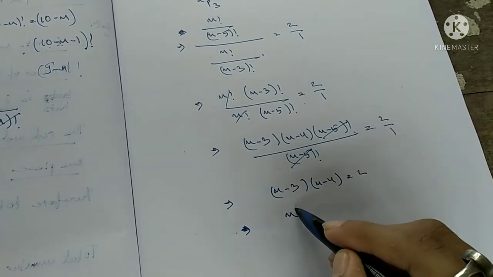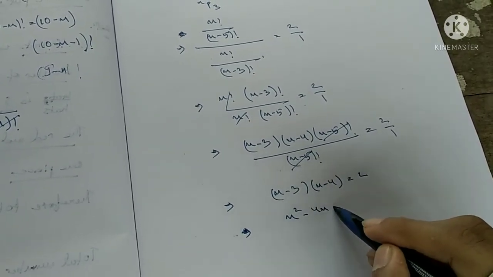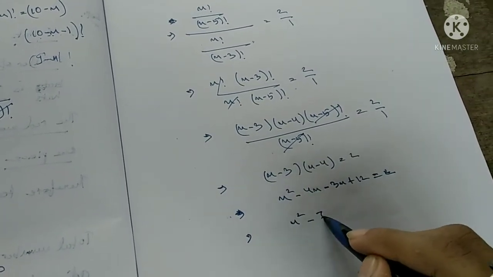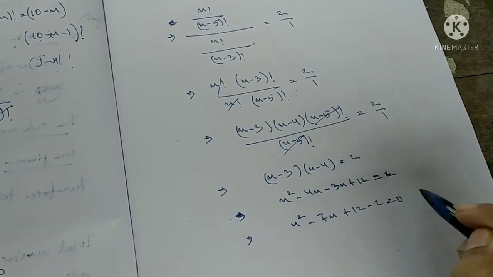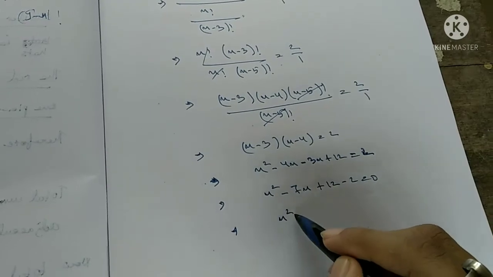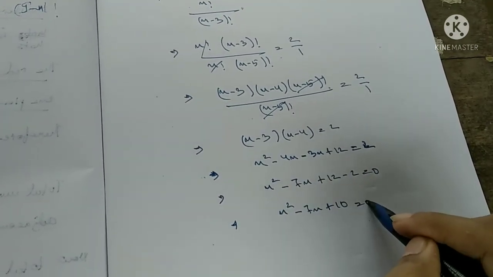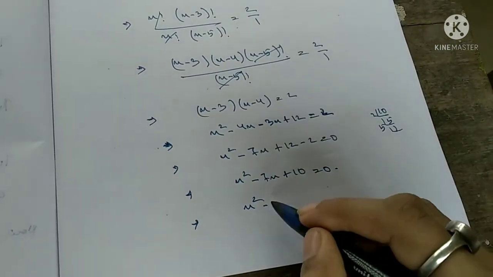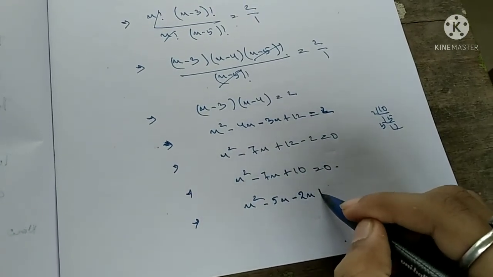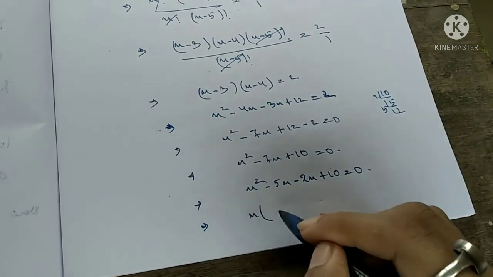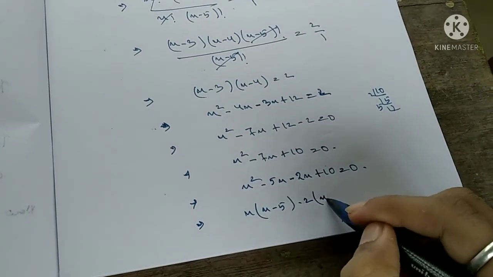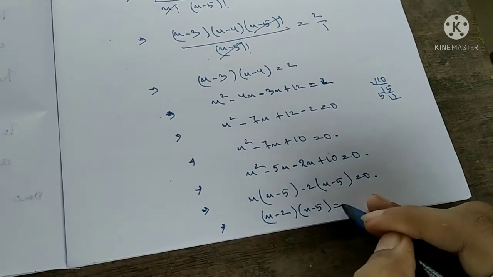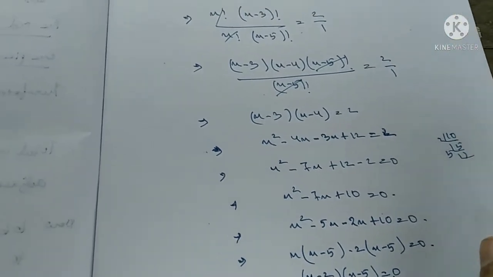If I multiply this I will get n square minus 4n minus 3n plus 12 is equal to 2. So this is n square minus 7n plus 12 minus 2 is equal to 0. So this will be n square minus 7n plus 10 is equal to 0. So n square, 2 fives are 10, so minus 5n minus 2n plus 10 is equal to 0. N common, n minus 5, minus 2 common, n minus 5 is equal to 0. So n minus 2 into n minus 5 is equal to 0 I will get. Understand?